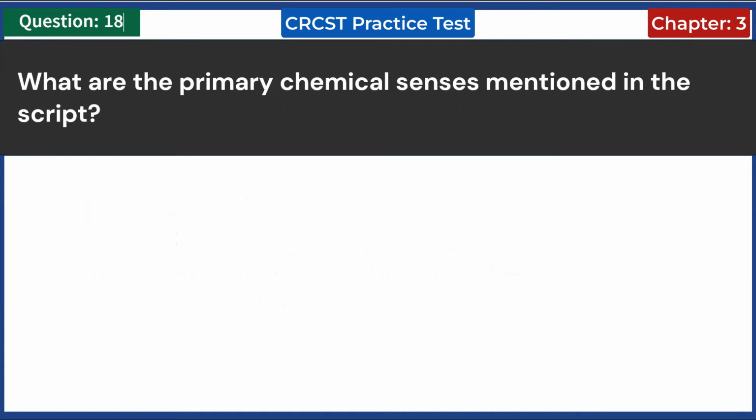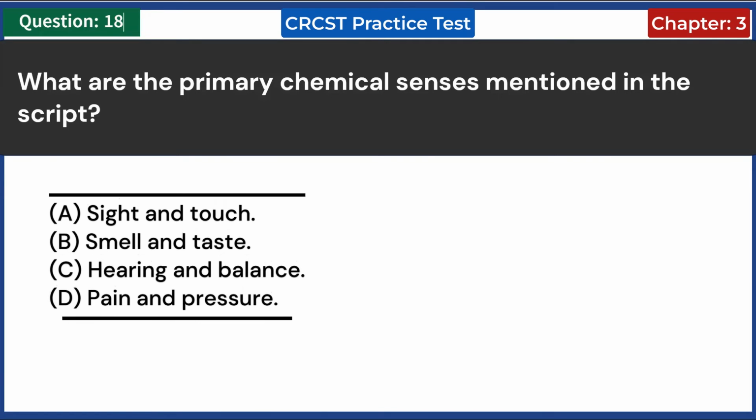What are the primary chemical senses mentioned in the script? A. Sight and touch. B. Smell and taste. C. Hearing and balance. D. Pain and pressure. Answer: B. Smell and taste.